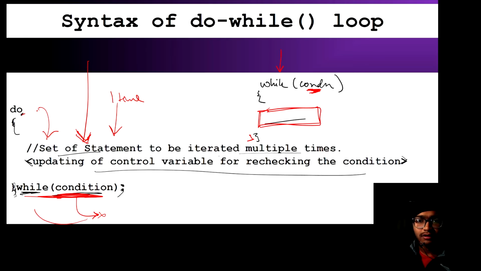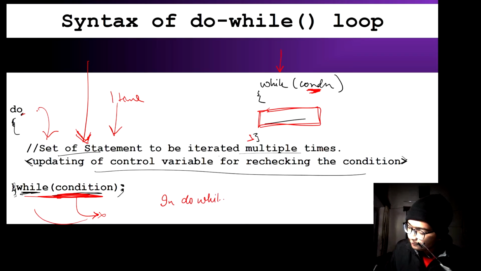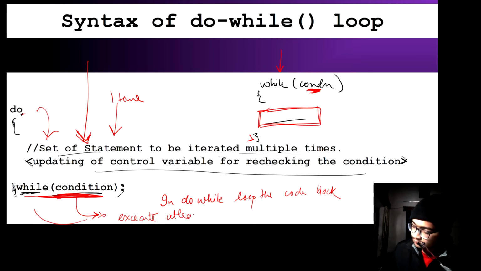So what do we have as an important conclusion over here? In do while loop, the code block executes at least once, even if the condition is false, unlike while loop.